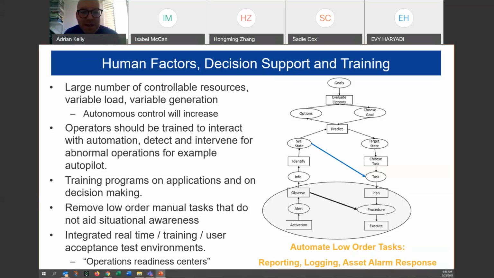So in the decision ladder, which is here, move the tasks that are down here to automation, and the things that are at the top are where the operator's focus should be. Also creation, like I said, of an operations readiness center, shadow control center, training center, and user acceptance test center that's in parallel with your control room.